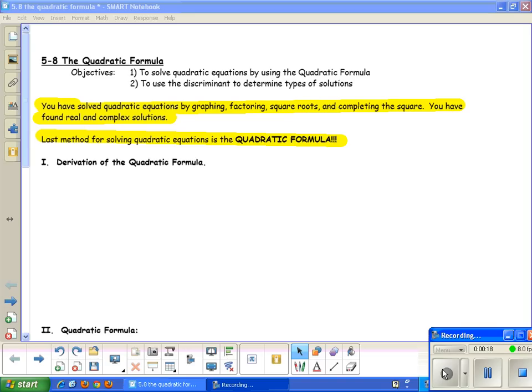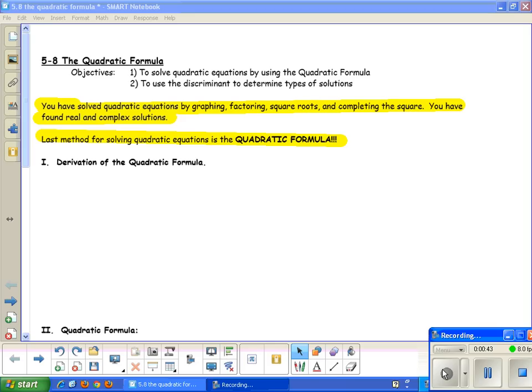the square. We have also found real and complex solutions using these methods. So the last method that we're going to do is going to be using the quadratic formula. Of course it's called the quadratic formula. This means that we can solve any quadratic equation using this formula. So even if we can factor it, we can still use the quadratic formula. We could complete the square or use the quadratic formula. So this is a nice formula that we're going to learn.